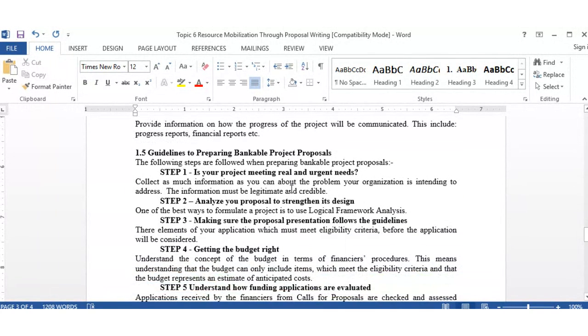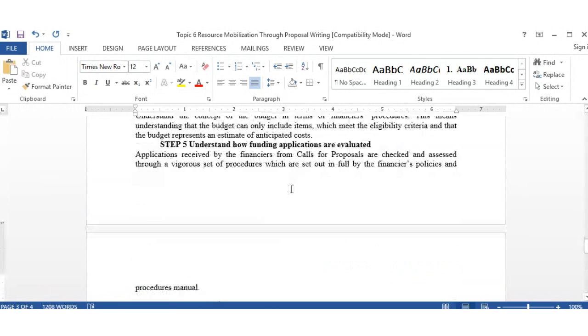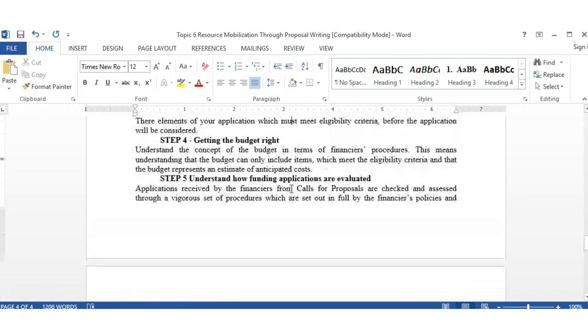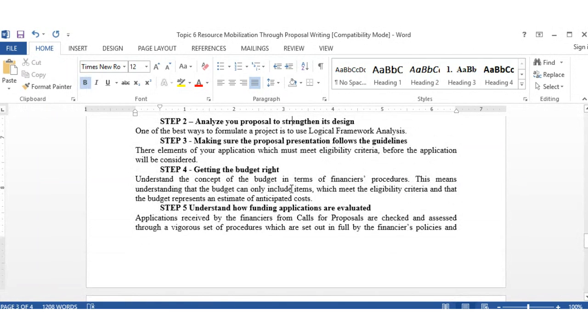So the guidelines to preparing bankable project proposals. Bankable means that they will be funded. Step 1 is your project meeting real and urgent needs. So make it as real as possible. Number 2, analyze your proposal for the strengths. What are the strengths? What are the weaknesses? Sometimes you'll find that maybe you do not have good statistics.